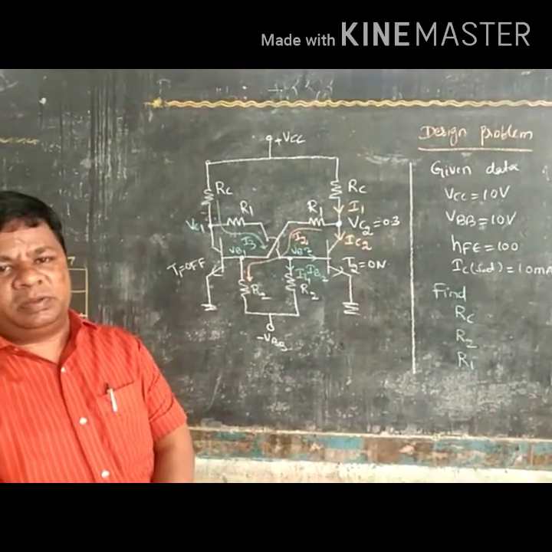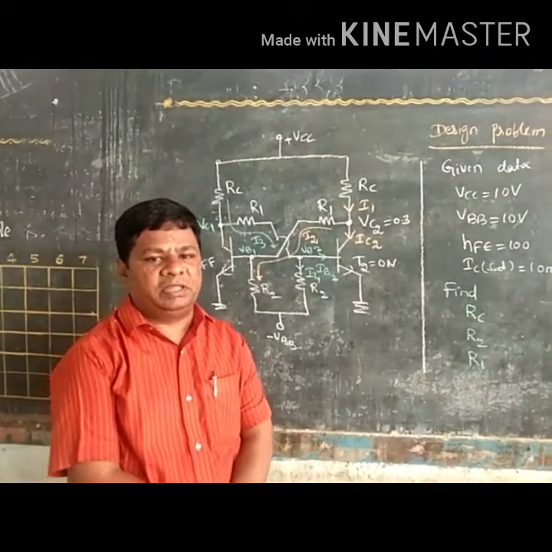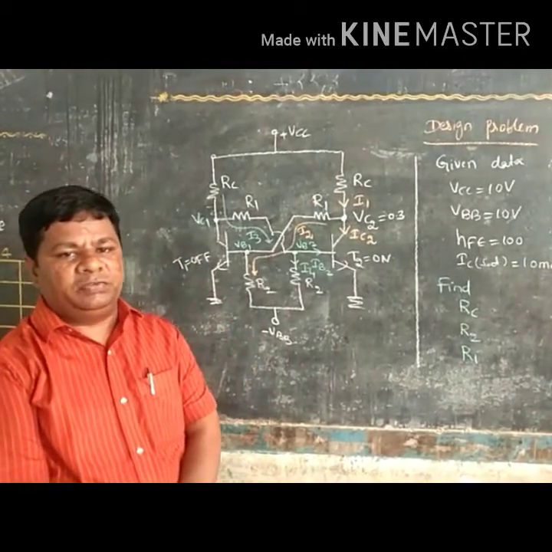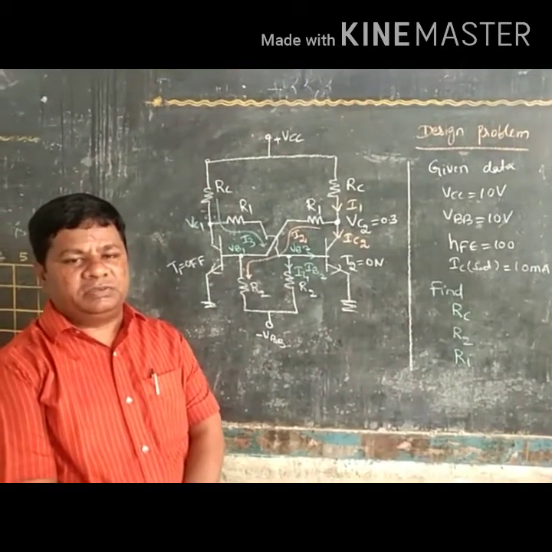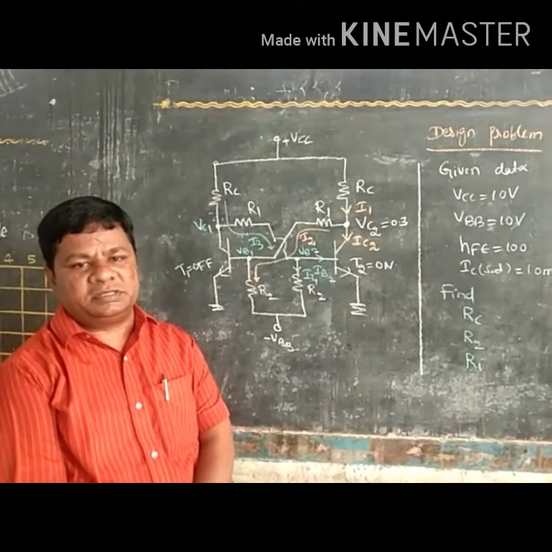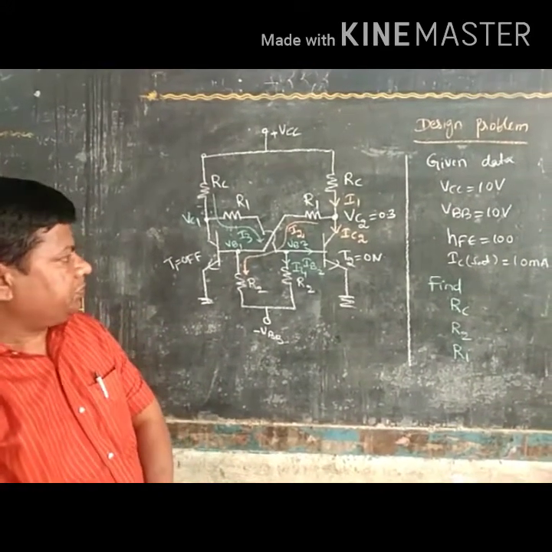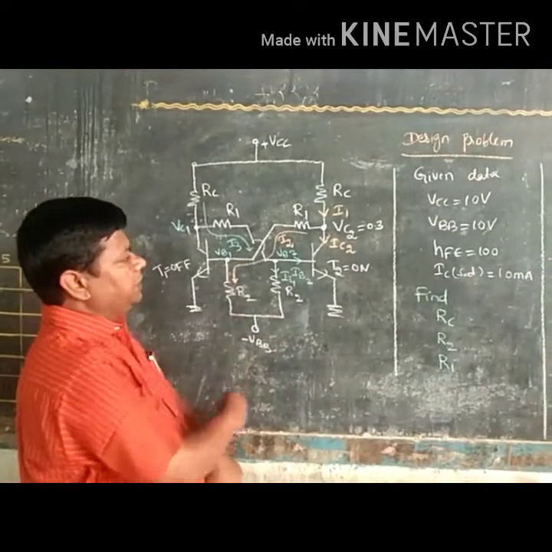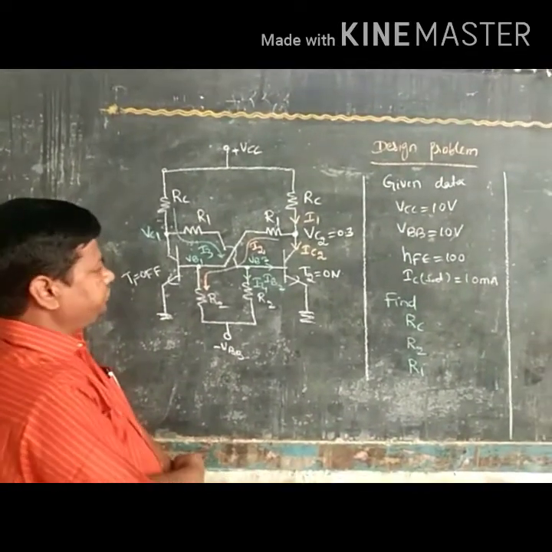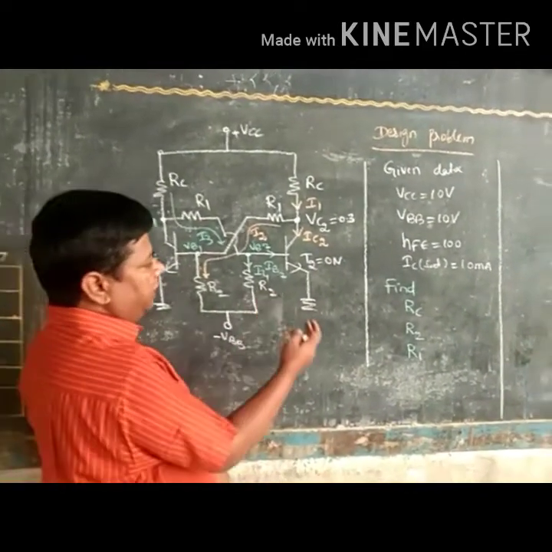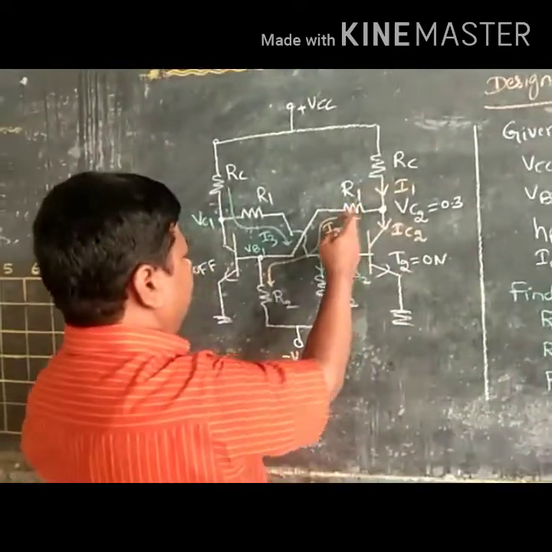There is another type of problem, that is the design problem. In a design problem, you are given a few specifications and you consider a few assumptions. Based on the specifications and assumptions, we have to find resistor values. Coming to the multivibrator circuit, we have to find the resistor values RC, R1 and R2.